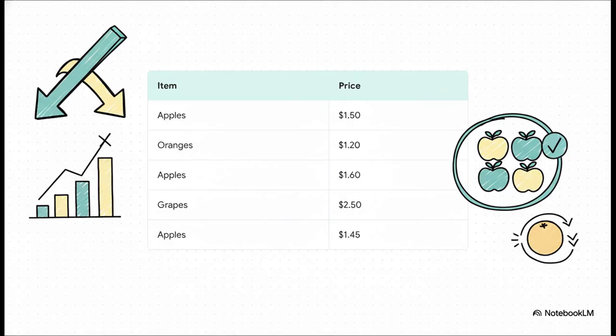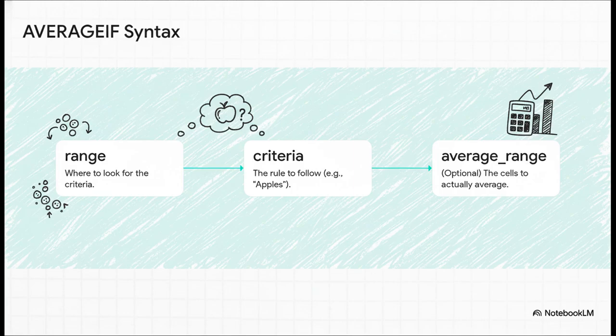Take this simple list of fruit prices. What if we don't really care about the average price of all the fruit? What if we only want to know the average price of the apples? Average if is the perfect tool for exactly this job. The function itself has three main parts. First, the range. This is just you telling Excel where to look for your condition. Second, the criteria. This is the rule itself, like the word apples. And third, this optional average_range. This tells Excel where the actual numbers to be averaged are, which is super useful when your rule and your numbers are in different columns.